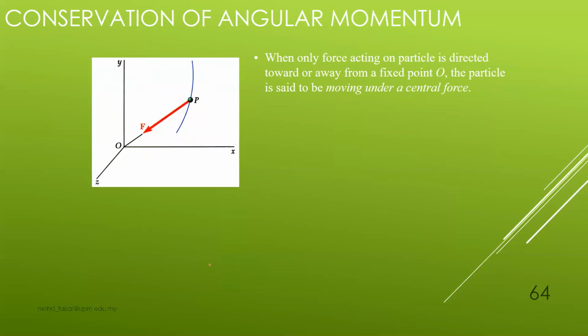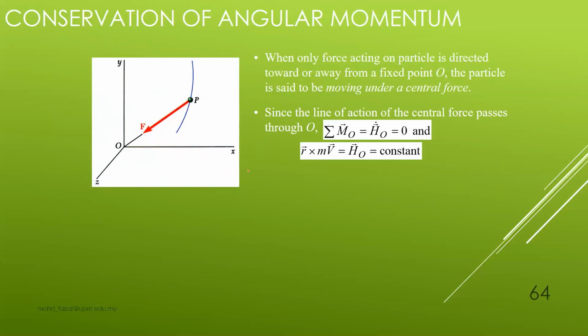Okay, conservation of angular momentum. When the only force acting on a particle is directed towards or away from a fixed point O, the particle is said to be moving under a central force, like this one. Since the line of action of the central force passes through point O, given like this, the position vector and motion of the particle are in a plane perpendicular to H.